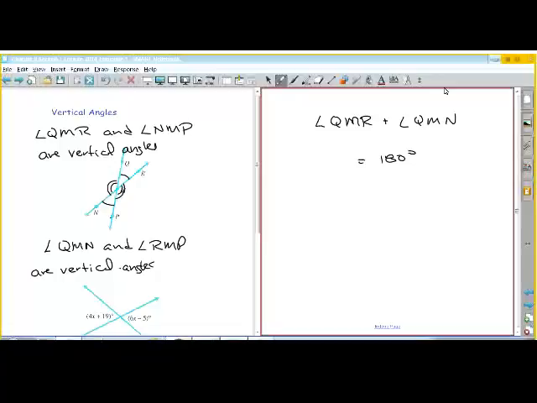And what's the name of two angles that, when added together, add up to 180 degrees? Do you remember what that's called? They have a special name that relates those two angles. It starts with an S. Supplement. So there's supplemental angles. So two angles that add up to 180 degrees are called supplementary angles.